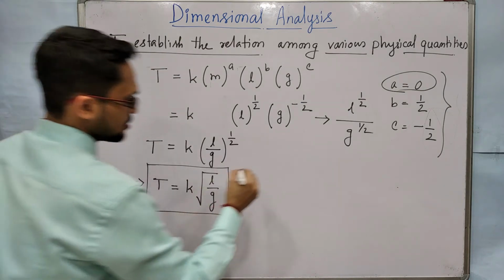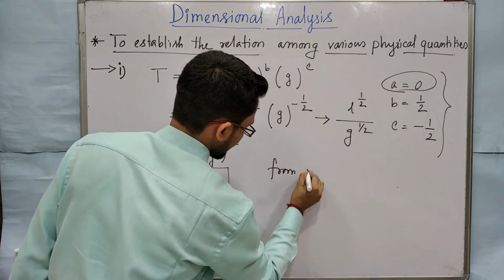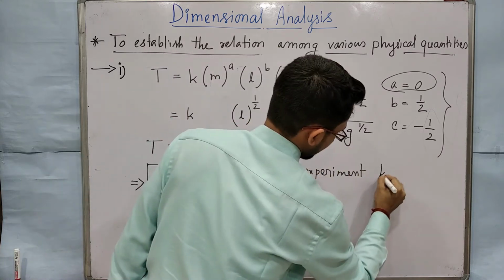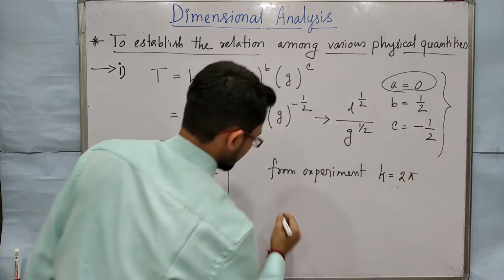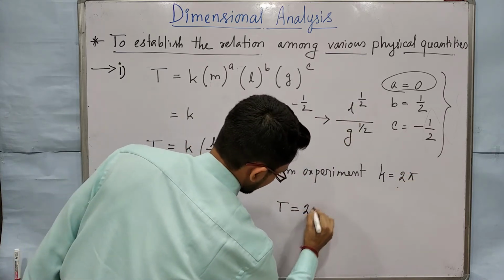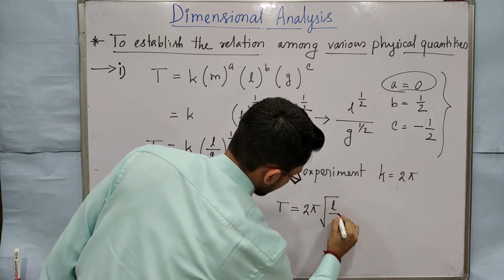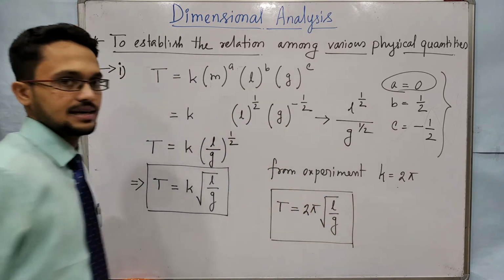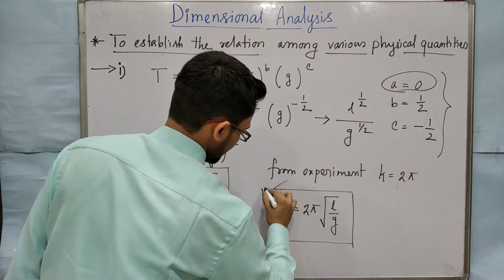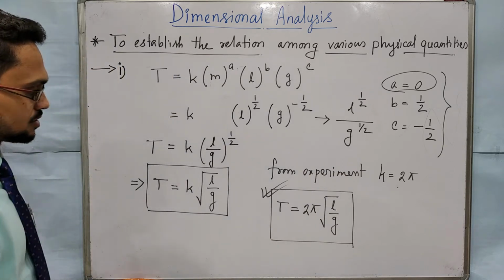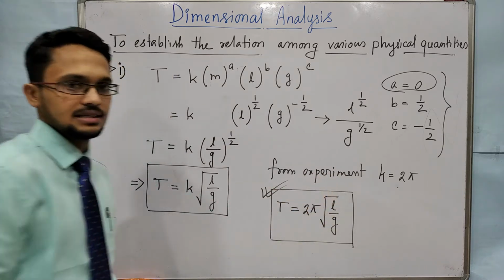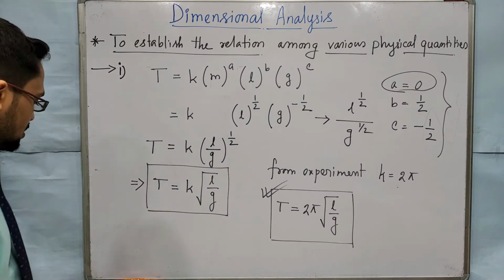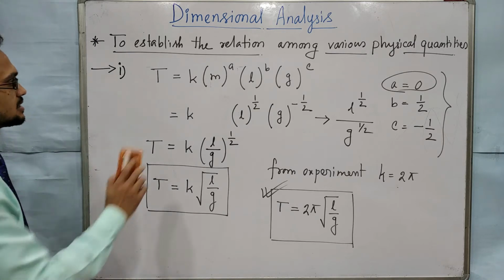Now from experiment we get K equal to 2 pi. So the proper mathematical expression is T equal to 2 pi root over L by G. This is the time period of a simple pendulum. You have already read that in class 9, in the first chapter. So T equal to 2 pi root over L by G is the answer. Understand how to proceed? So this is the first example.